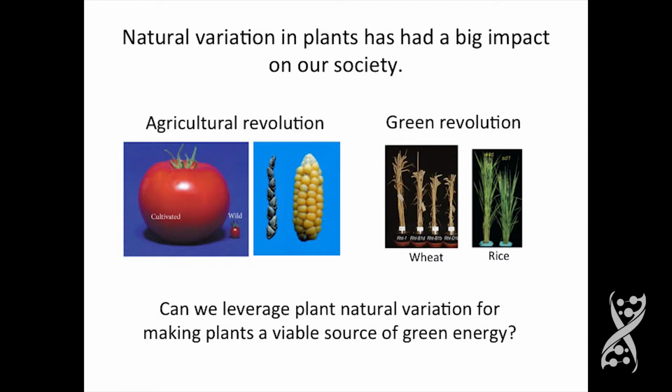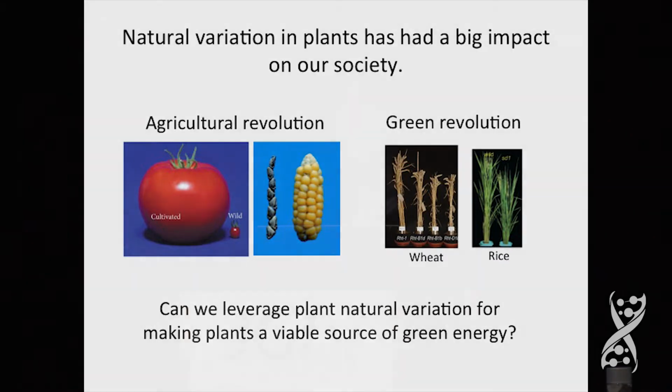So natural variation in plants has had a huge impact on our society, whether it be through domestication of wild species that led to the agricultural revolution a few thousand years ago, or through breeding efforts that increased yield in wheat and rice that led to the Green Revolution a few decades ago. So a big question on many of our minds today is whether we can leverage plant natural variation for making plants a viable source of green energy.